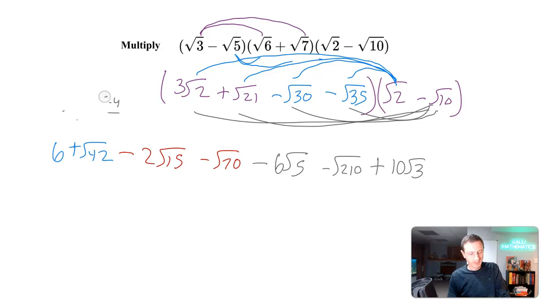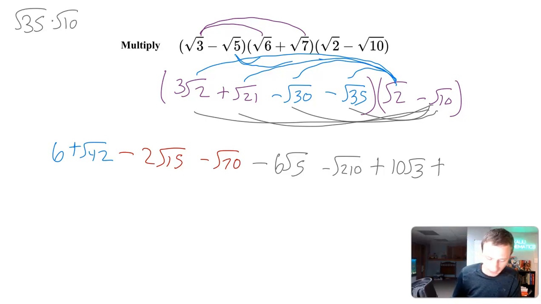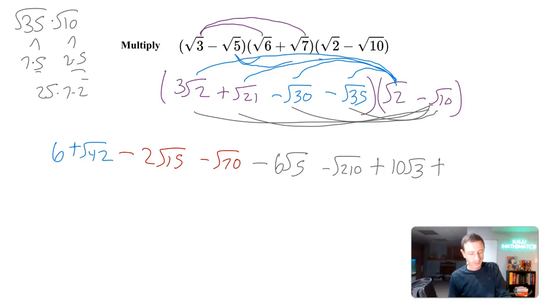And then finally, the last one, and then we'll check if we have any like terms to combine. I highly doubt we'll end up with some like terms, but I'm not really paying attention yet. Excuse me, 35 times 10. So that's a negative times a negative, so that's going to be positive. So then we're doing 35 times square root of 10. 35 times 10 is going to be 350. 35 is 7 times 5, where 10 is 2 times 5. So we know, okay, well, 5 and 5 is 25. So 25 times 7 times 2, square root of 25 is 5. So then we're left with 5 square root of 14.